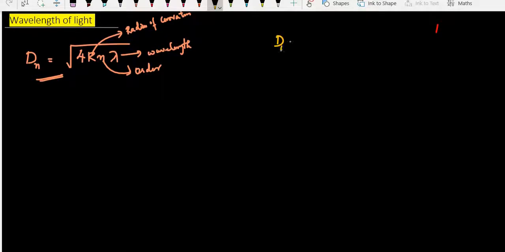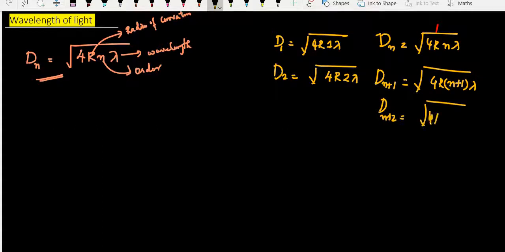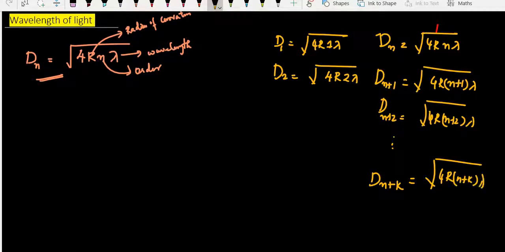So we can write D1 equal to root of 4R into 1 lambda, D2 equal to root of 4R into 2 lambda. Similarly, Dn equal to root of 4R into n lambda, and Dn plus 1 equal to root of 4R into n plus 1 lambda, and Dn plus 2 equal to root of 4R into n plus 2 lambda, etc. Dn plus k is equal to root of 4R into n plus k lambda, where k is any number starting from 1, 2, 3, etc.